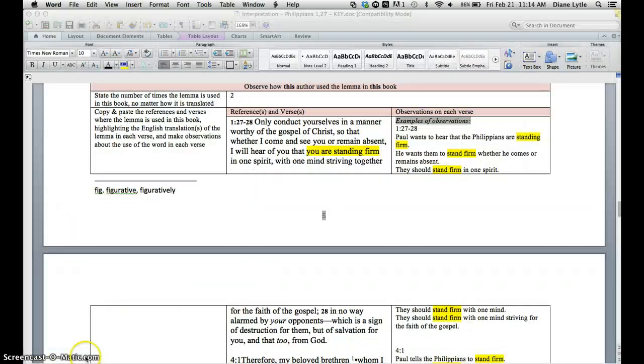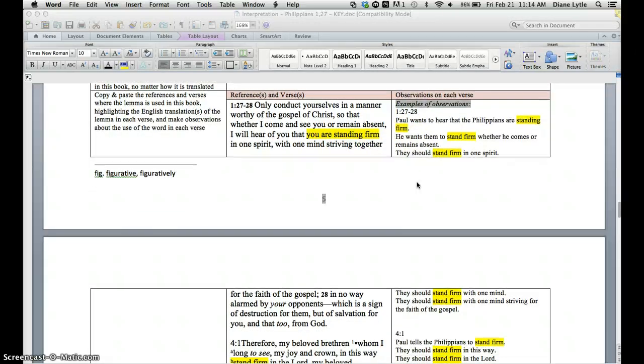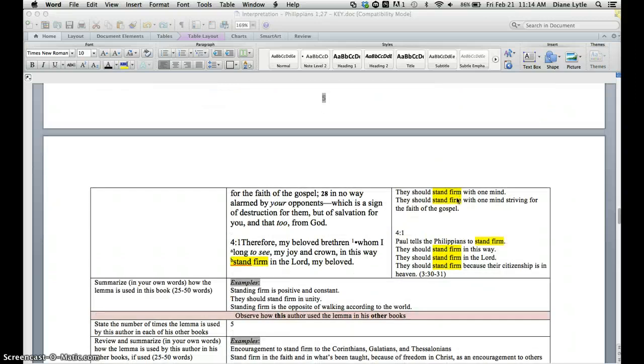Fourthly, it would be really helpful if you would put your observations directly across from the verse that you're talking about. You see how I left enough spaces so it's together? When you have a lot of verses and a lot of observations, it can get really confusing to see which observations go with which verses. So be sure that you do that to keep it really clear.